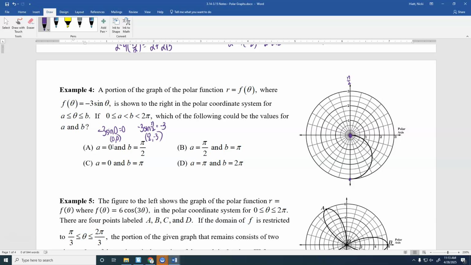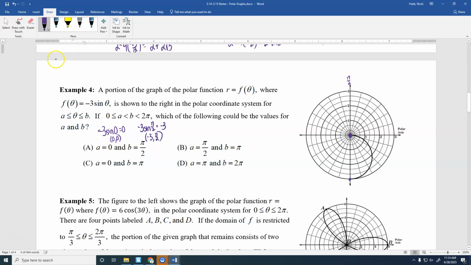For B, I got pi over... I already just did that one, right? I did pi over 2. Like here, for that (pi over 2, negative 3)? Oh yeah, I've written it backwards. Yes. Sorry.